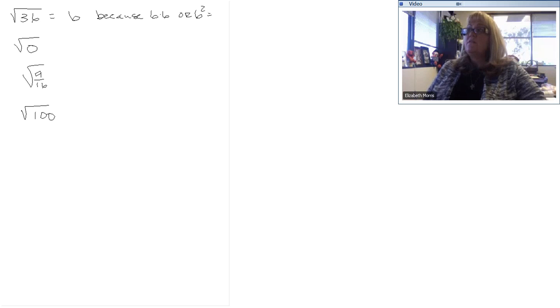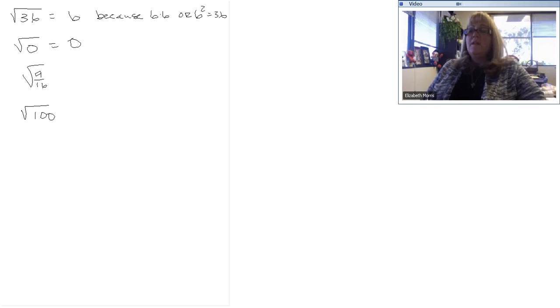All right, we also have square roots. This is the opposite of the exponents. It's the square roots. Let's see what we can come up with, okay? The square root of 36 is 6 because 6 times 6, or 6 squared, is 36. What's the square root of 0? What times what equals 0 when multiplied by itself?